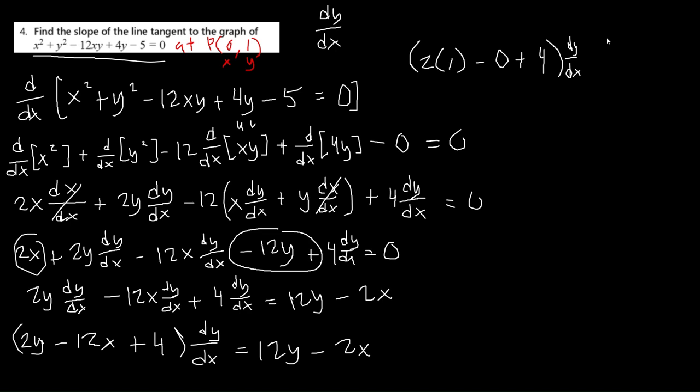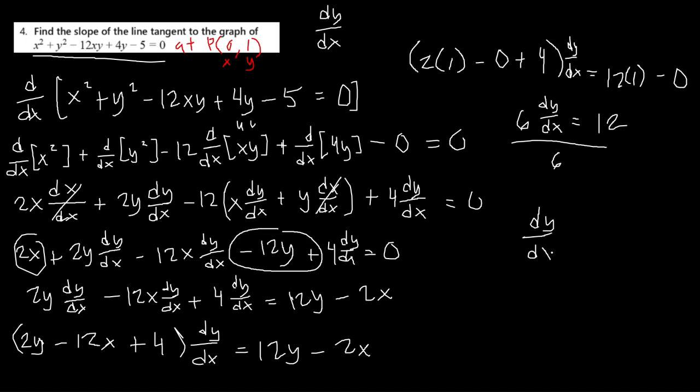Okay, I don't have space right now. Equals 12 times 1 minus 0, because your x is 0. So here 2 plus 4 is essentially just 6. 6 dy over dx is equal to 12. Then divide by 6, and your slope is going to be 12 over 6, which simplifies to 2. That is the answer for number 4. Let's put a box.